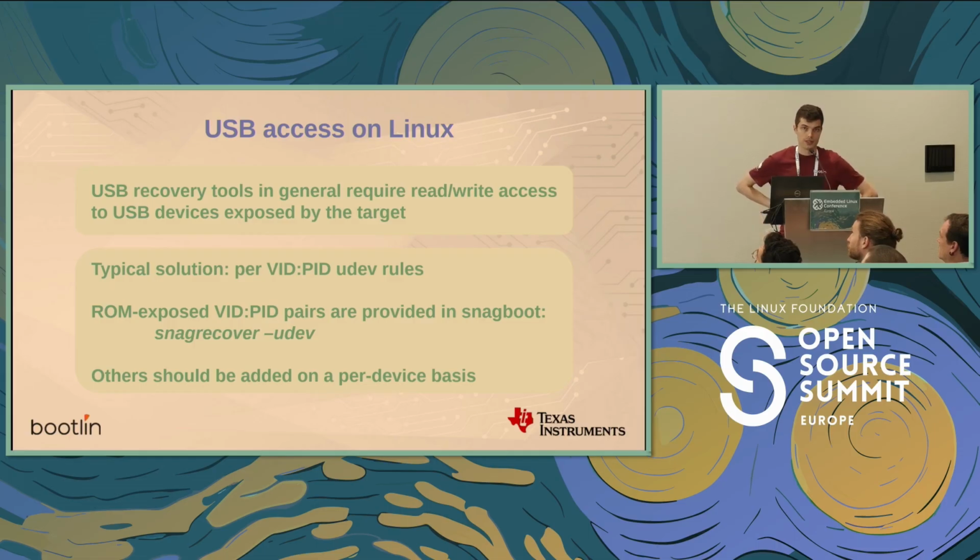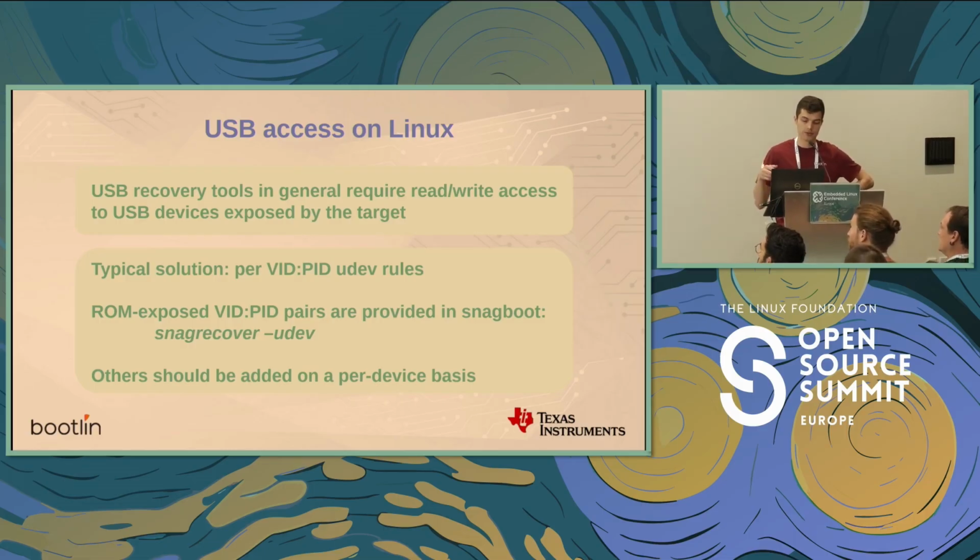One stumbling block for a lot of people when they first start using Snagboot is USB access rights. On Linux, Snagboot requires read-write permissions on USB devices to actually send libusb transfers to them. The solution for this is usually to have some udev rules which match on vendor IDs and product IDs and add a uaccess tag so that you can get the proper access rights to the device. Something to note is that we cannot handle every possible VID-PID pair out there.